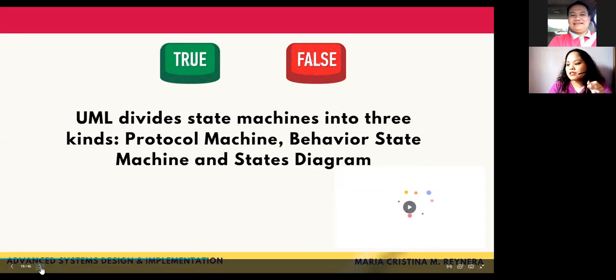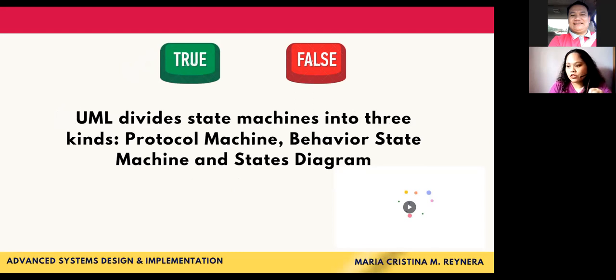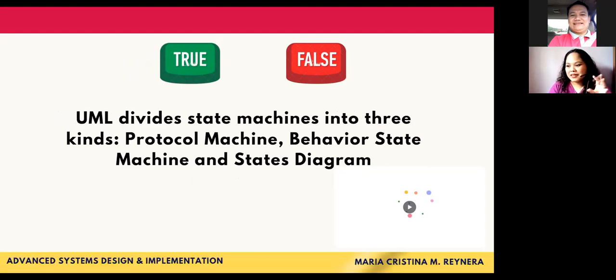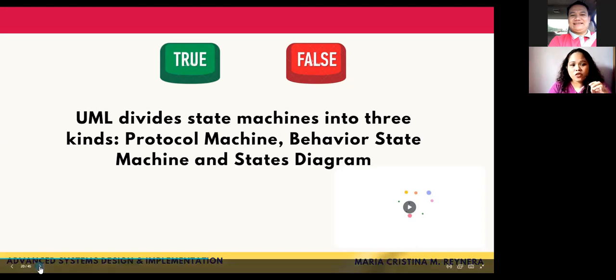UML divides state machine into 3 kinds. We have the protocol machine, behavior state machine, or states diagram. Is it true or false? Okay, so if your answer is false, you got the correct answer. Why is it false? Remember I discussed a while ago that UML divides into 2 classes.